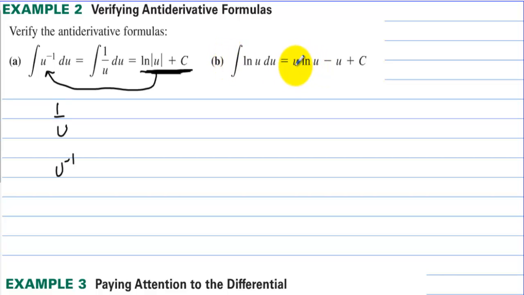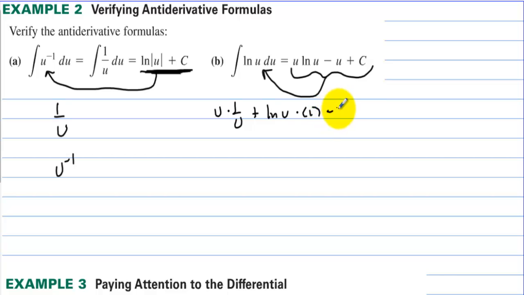So when we do the derivative of the answer, we get right back to the original. On letter B, let's start by taking the derivative of this and see if we can get back to just the natural log of u. We have first times the derivative of the second, plus the second times the derivative of the first, and then the derivative of negative u is -1, and the derivative of c is 0. The u's cancel. We have 1 plus natural log of u times 1, which is still natural log of u, then -1, and finally we get natural log of u.